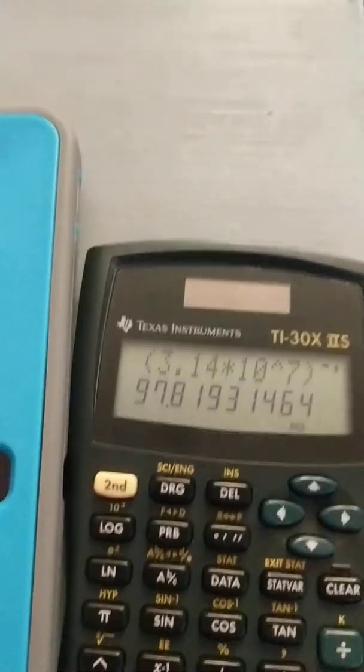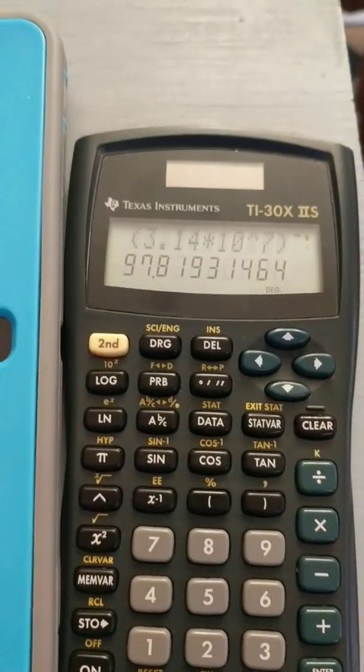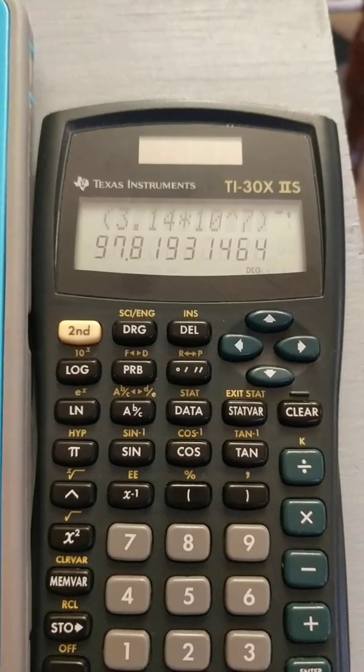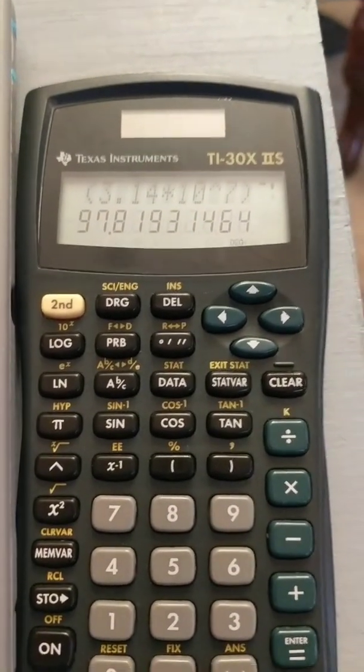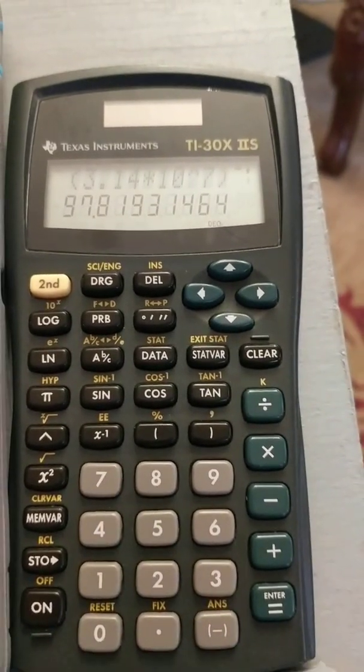And that gives us 97.8193, and so on. So since it's money, we're going to round it to the second decimal place. So for number 3, the answer would have been $97.82.